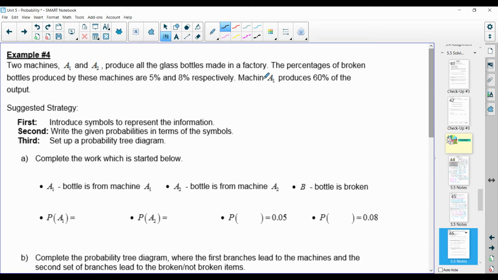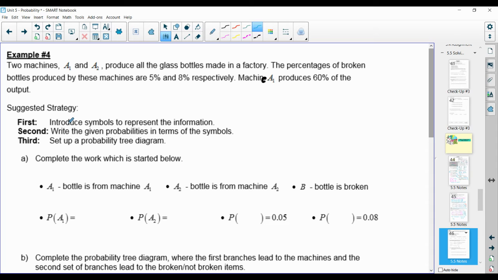Machine A1 produces 60% of the output, and it says that we want to look at our probabilities here. So there's a suggested strategy. First of all, you want to introduce your symbols to represent the information. We've got 2 machines, A1 and A2, and we have some probabilities there. Once we know what machines we're working with, then we can set up our probabilities. And once we have all of the probabilities laid out, then we can set up our tree diagram.